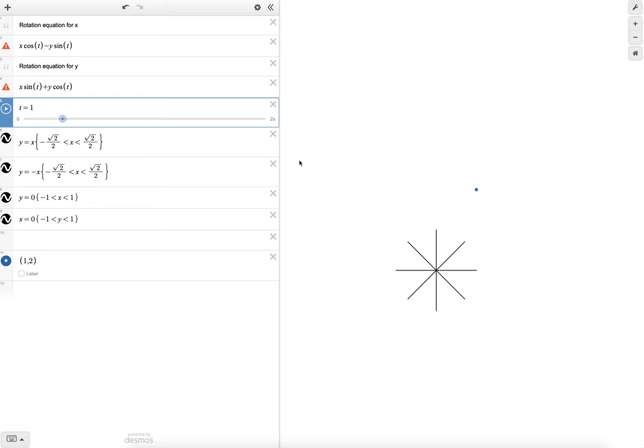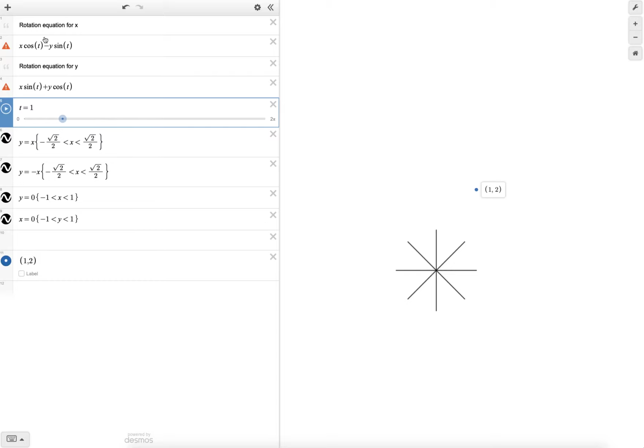Hi everybody, this is the second video about rotations, and in this video I'm going to show us how to rotate around a point that's not the origin. So we're going to see how to rotate our image around this point 1, 2 here.